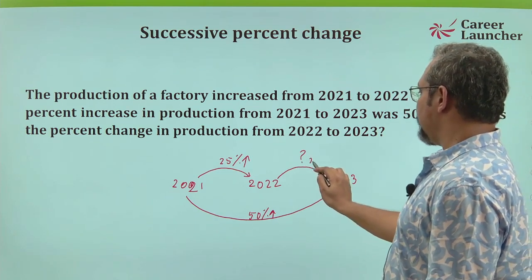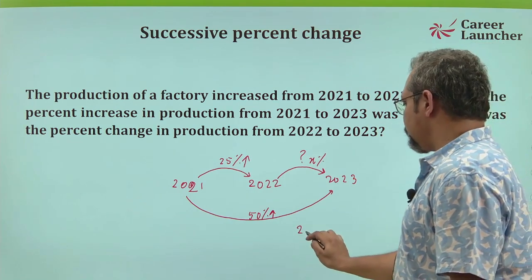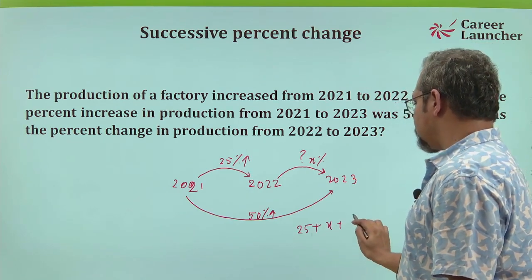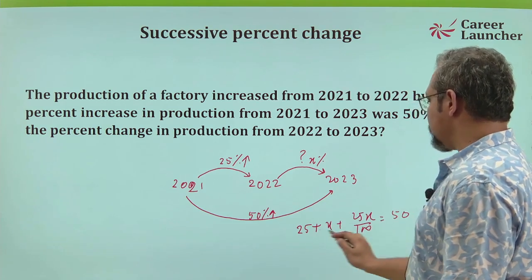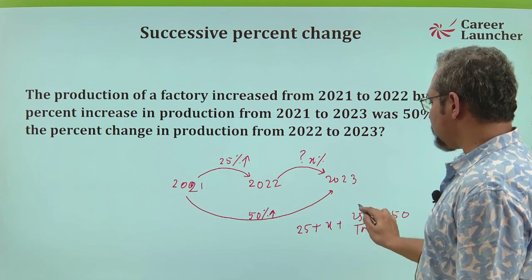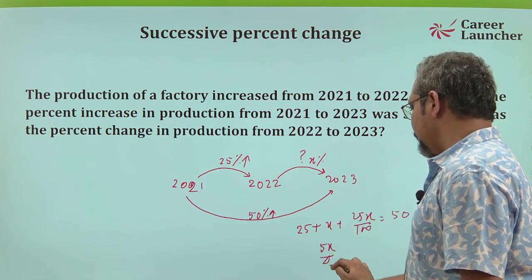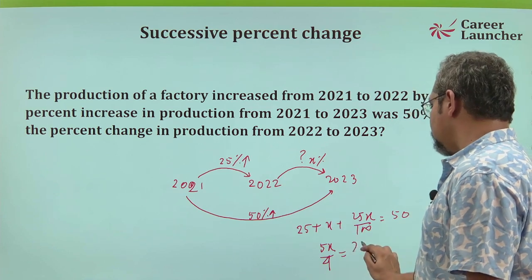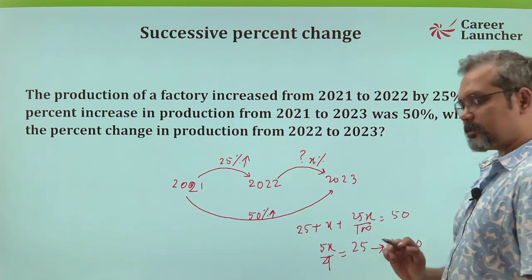So one way of doing it, say X%, we can use successive changes very easily. 25 plus X plus 25X over 100 is the net result 50. 25X over 100 is X by 4, so X plus X by 4 is 5X over 4. 25 goes that side, is 25. So X is 20. We are done with this.